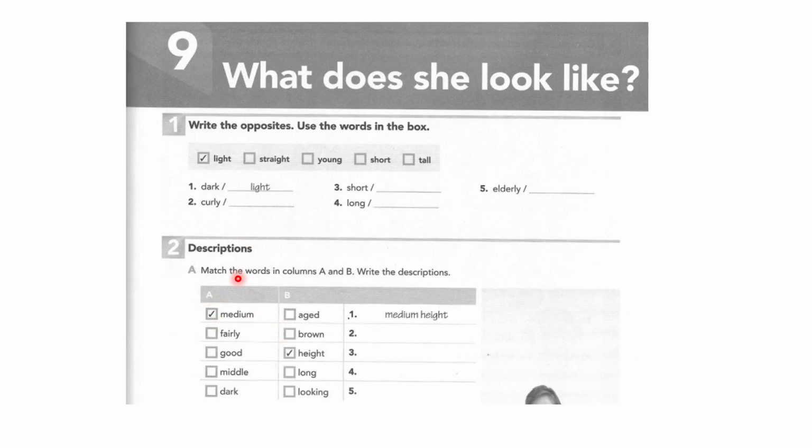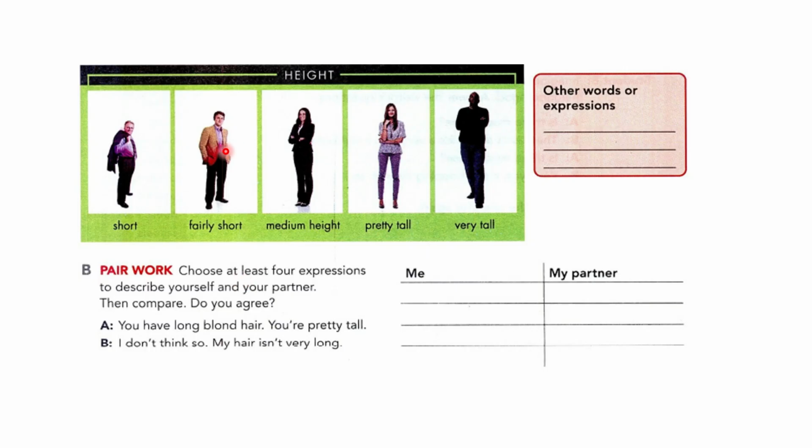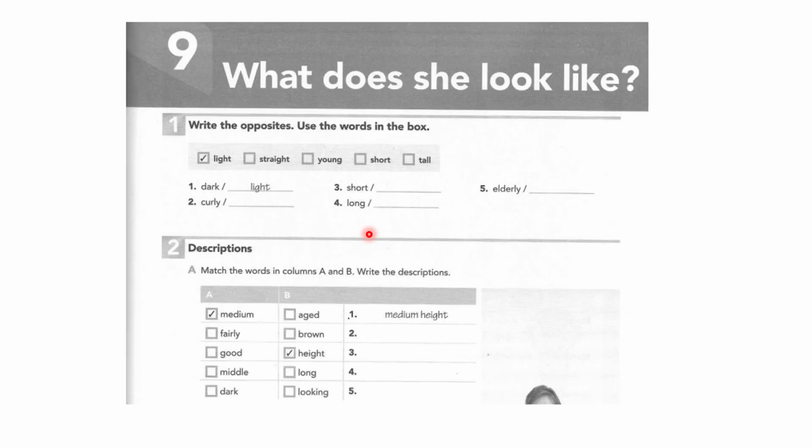Number 2. Here you have to match the words in columns A and B and write the descriptions. You have to match one word from column A with one word from column B. For example, medium height, which is the term. You have to look at these structures so you can identify which ones go together. It's not up to you. There is only one way to do this, and you have to be aware of which are those.